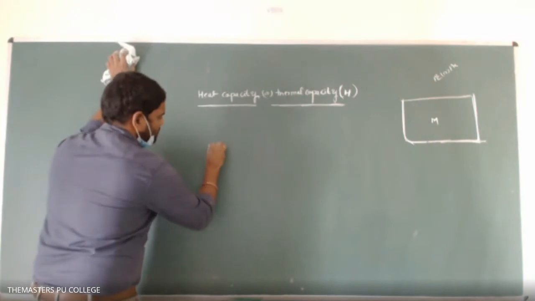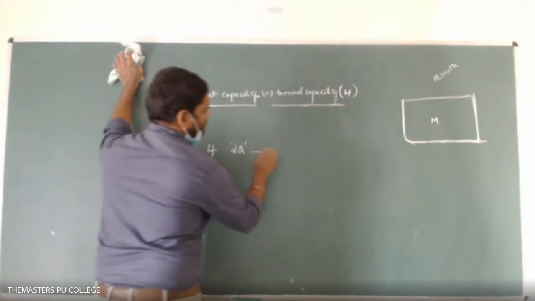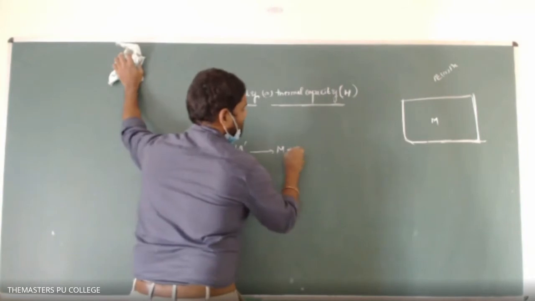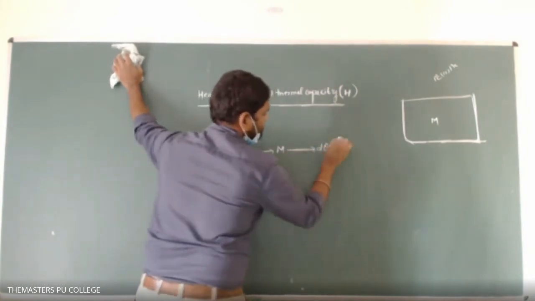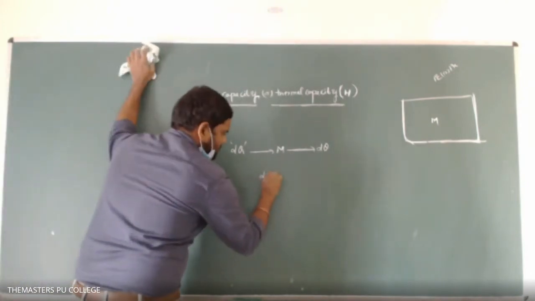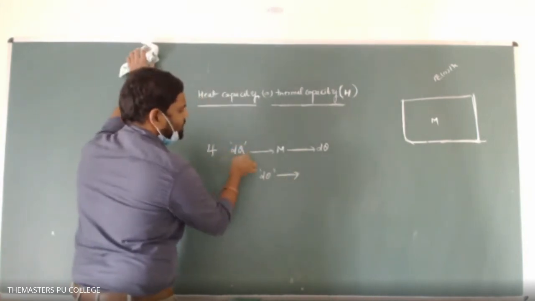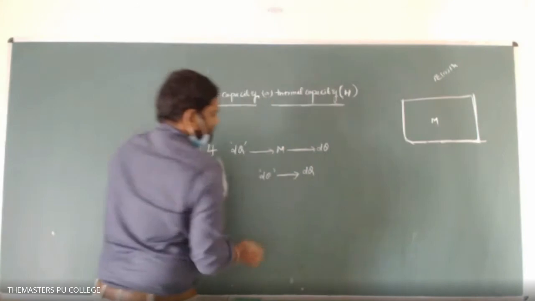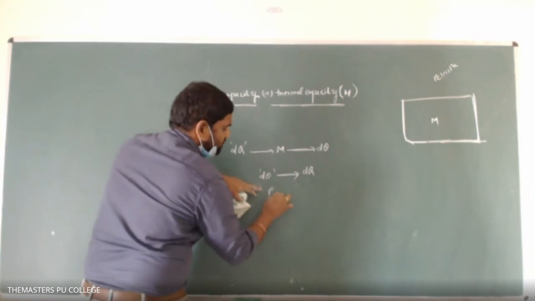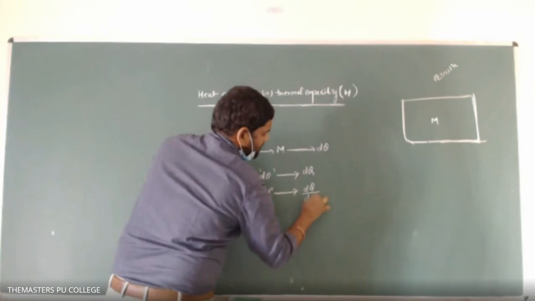For example, if dq amount of heat is supplied to a block of mass m, so that its temperature is raised by d theta. So to raise the temperature by d theta, how much heat have we supplied? dq amount of heat. So to raise 1 degree centigrade, what is the heat we need to supply? That is dq upon d theta.